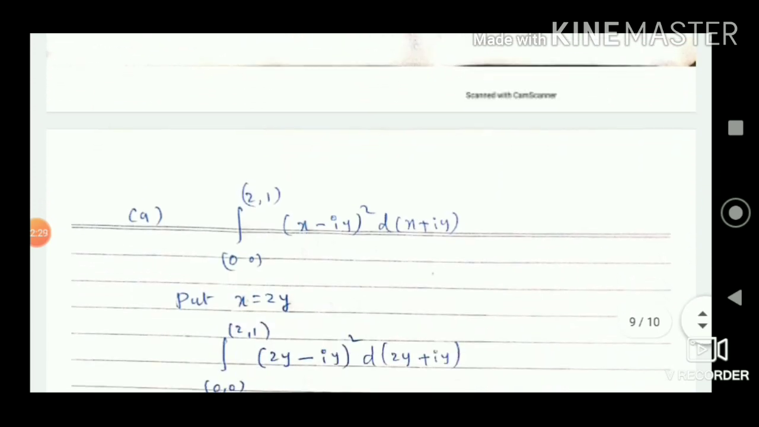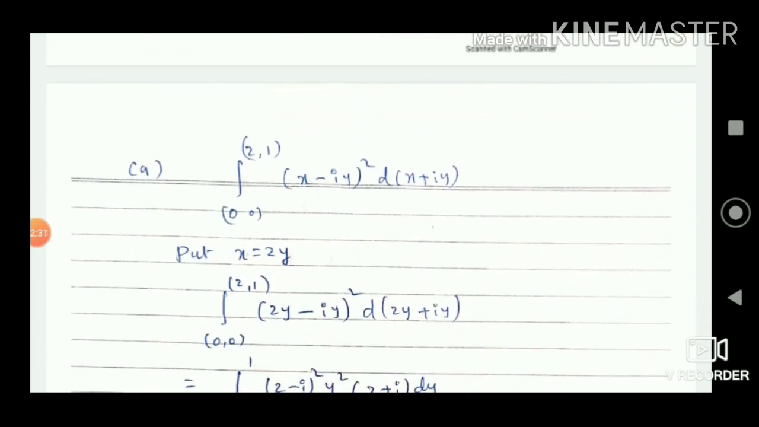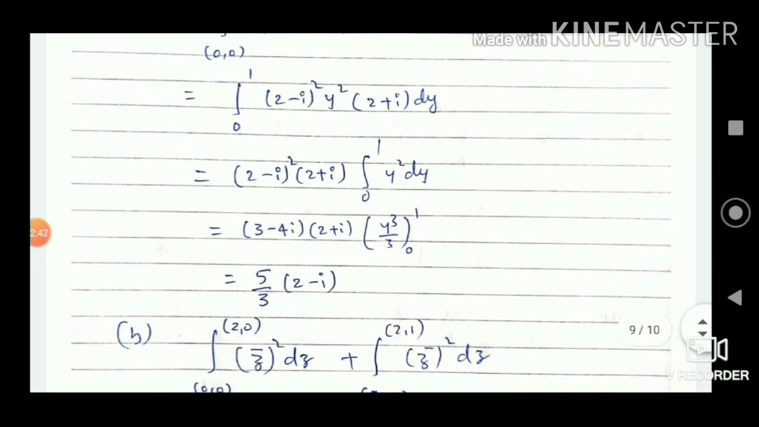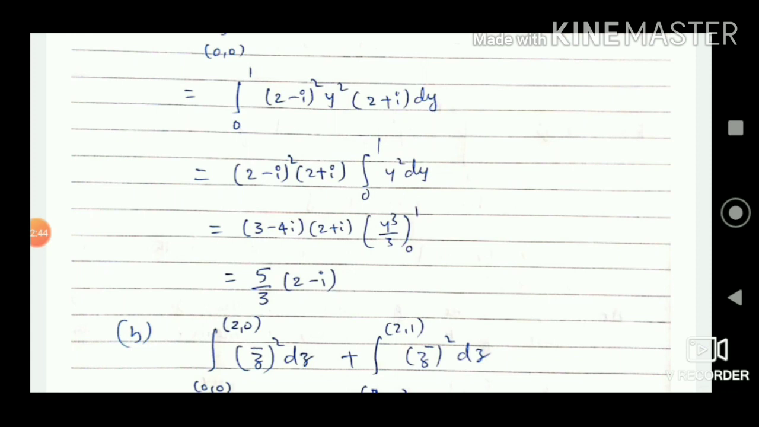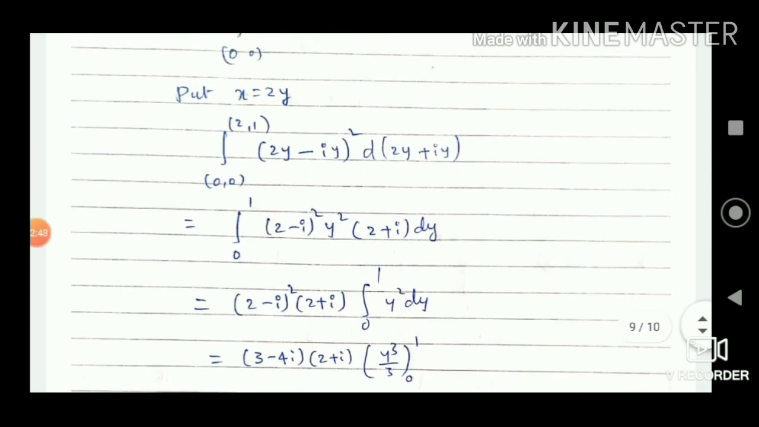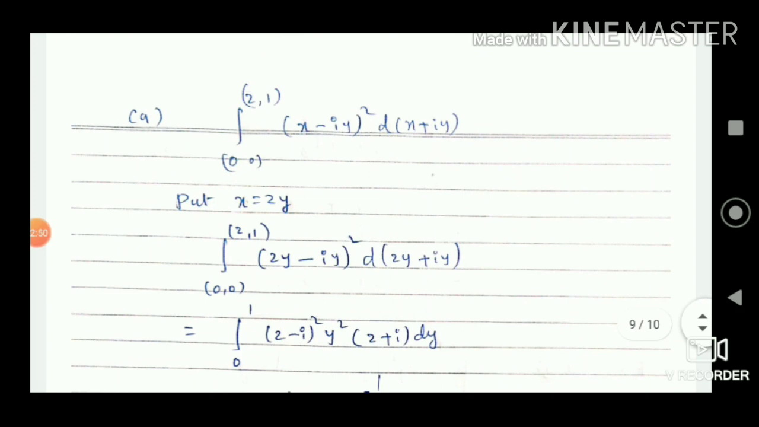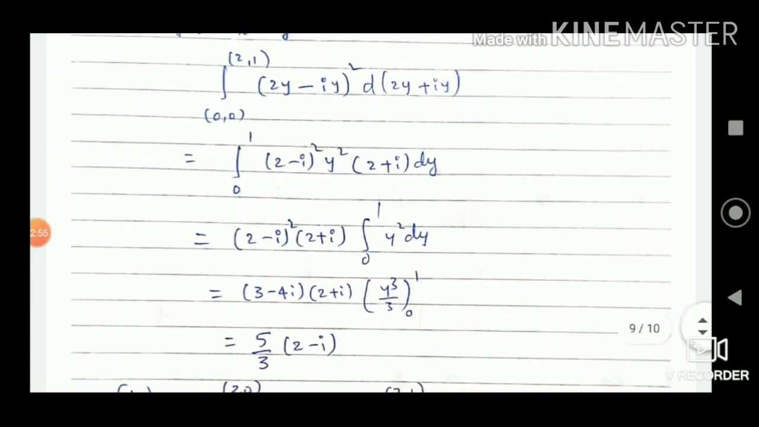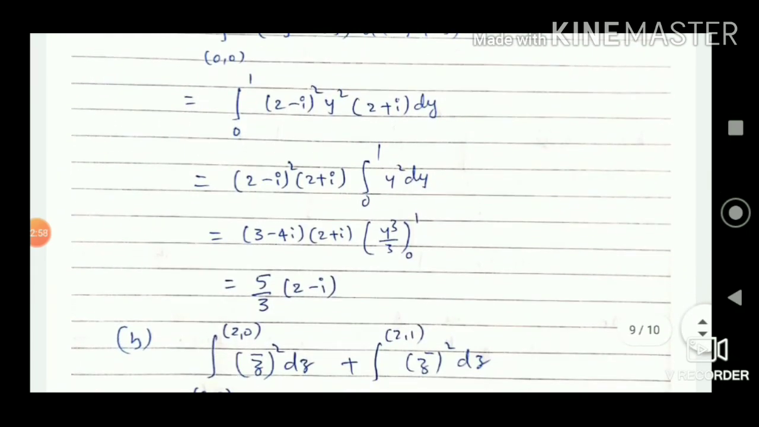Let us see. I am going to do all the integrations as usual. First case is taking x equal to 2y. I am going to substitute 2y wherever x is there, and y varies from 0 to 1. So, you will get the answer as 5 by 3 into 2 minus i. So, this is the first part. These are the simplifications required. You will end up with this.